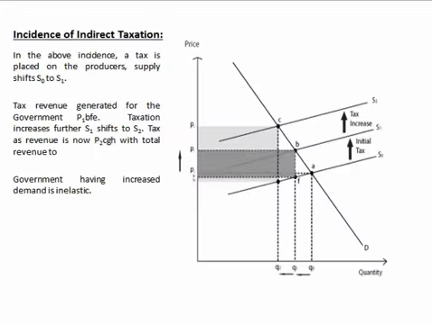The diagram in front of you shows the incidence of taxation placed on producers. Supply shifts from S0 to S1. Tax revenue is generated for the government at P1 BFE. Taxation increases further. S1 shifts to S2. Tax revenue is now P2 CGH. The total revenue for the government has increased due to the demand being inelastic.